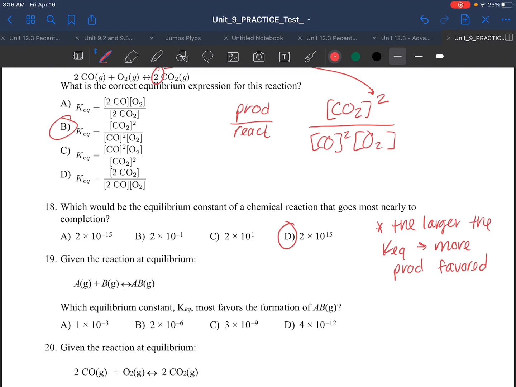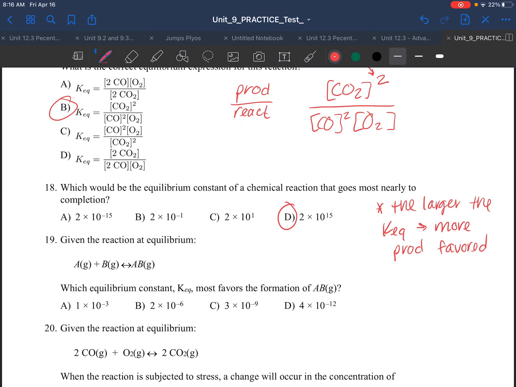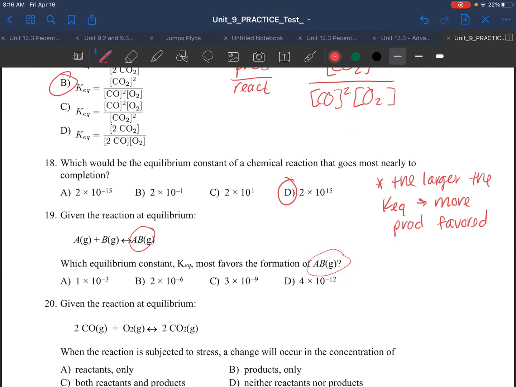Because remember, negative exponents are getting smaller. 19 says, which favors the formation of AB? Well, you'd have to recognize that AB is our product. So again, which has the highest value? Now, these are all negative exponents, so you want to find the smallest negative exponent. That would be A. That is the largest value.